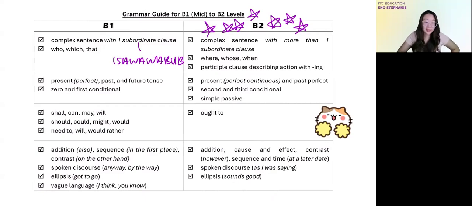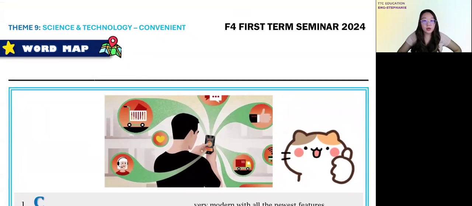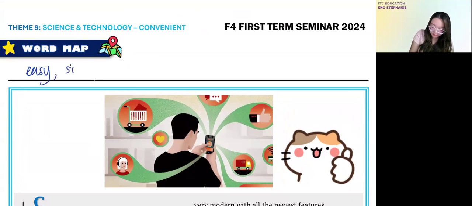So that is for our first page. Now let's move on to our second page, which is our word map portion. As I mentioned earlier, all these words are to prep you for your science and technology related essay. Very useful. And for this, it's convenient. So when we talk about convenience, we know that it is easy, simple.